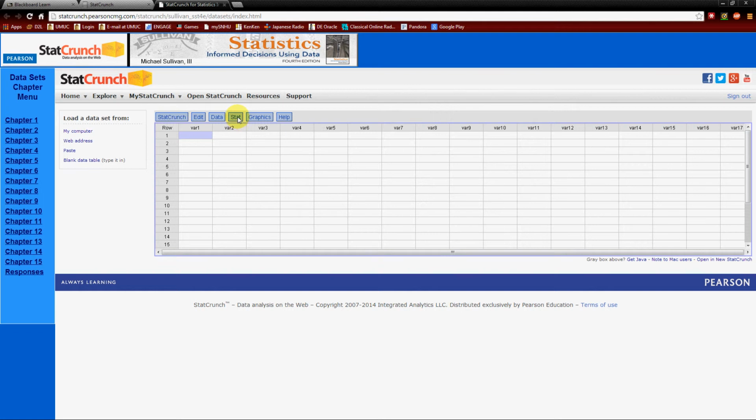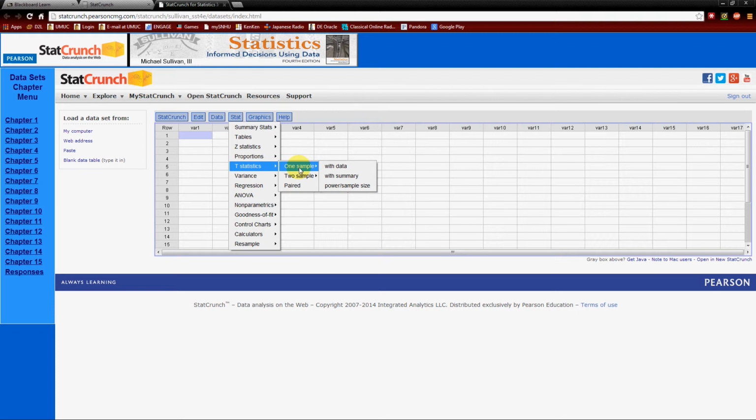We want to do stats. This is t-statistics, and they're t-statistics because we do not know the population standard deviation. One sample, and it's one sample because we're only working with one sample, one population, one group. We're not comparing two different groups. And we're doing this with summary. We don't have the original data, we just have X bar, S, and N.